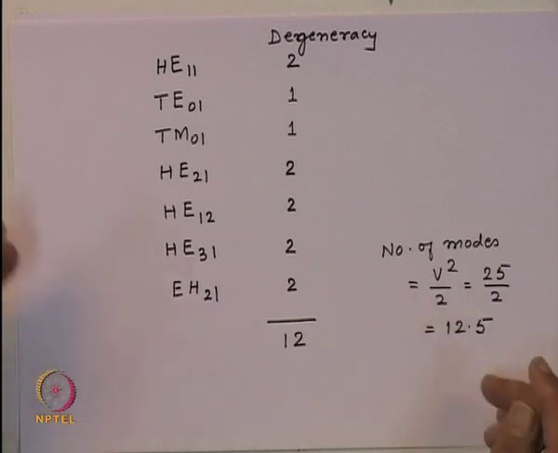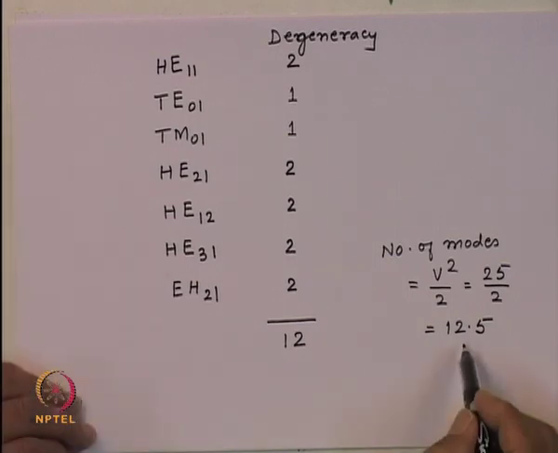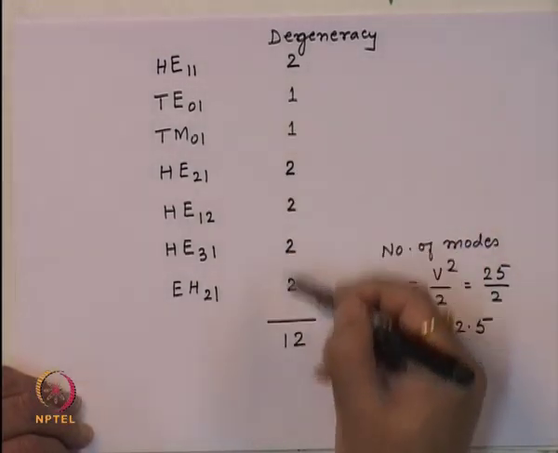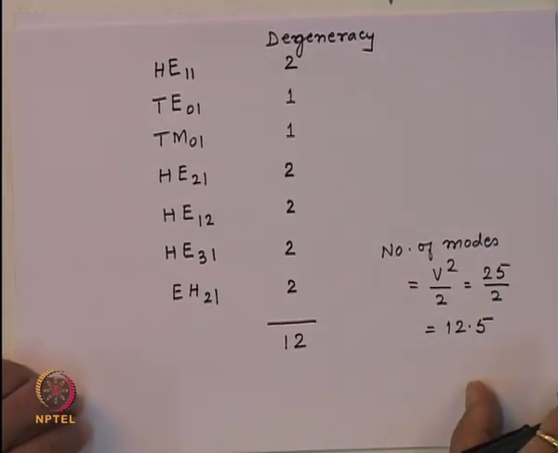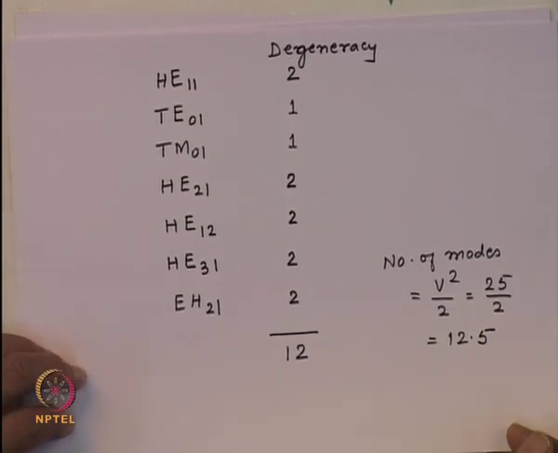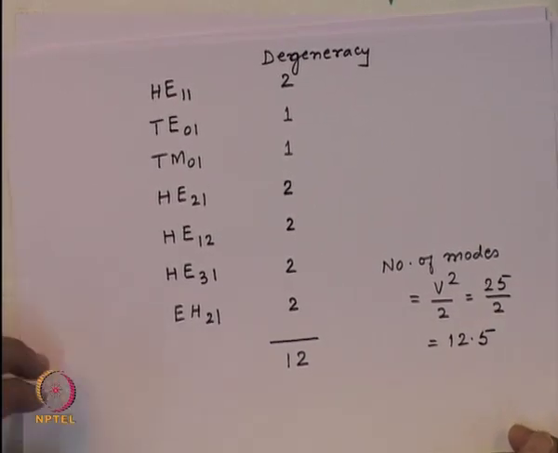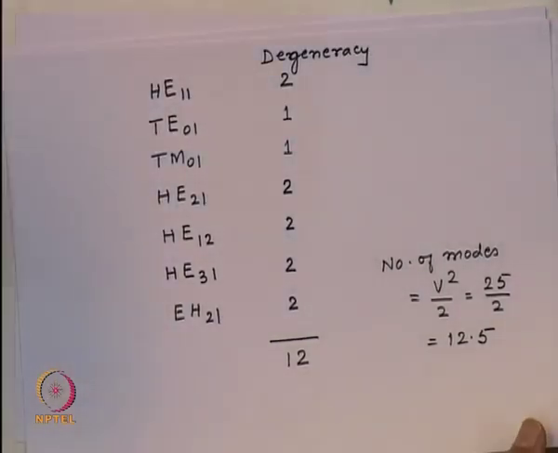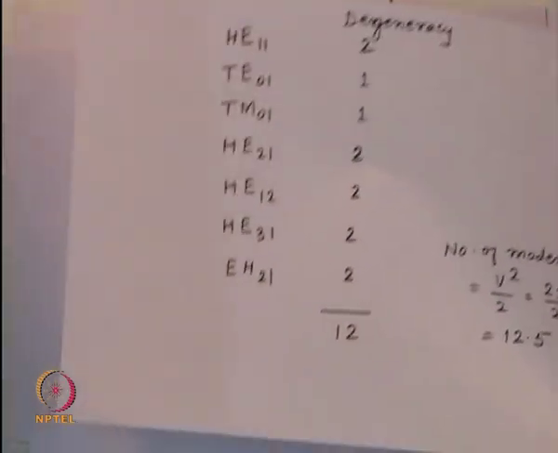The formula predicts about 12.5 modes, maybe you could have rounded it off to 13 or you can round it off to 12, but this formula gives you the 12, which is exactly the same as what you get considering various degeneracies of the modes corresponding to the HE11 mode, TE01 mode, and so on. So, this is another problem where one can calculate the number of modes which are propagating inside an optical fiber.